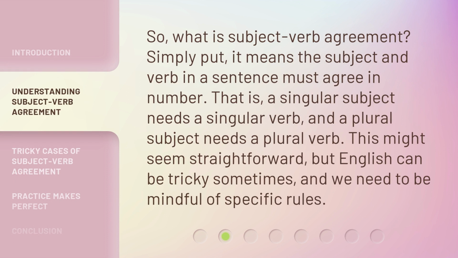So, what is subject-verb agreement? Simply put, it means the subject and verb in a sentence must agree in number. That is, a singular subject needs a singular verb, and a plural subject needs a plural verb. This might seem straightforward, but English can be tricky sometimes, and we need to be mindful of specific rules.